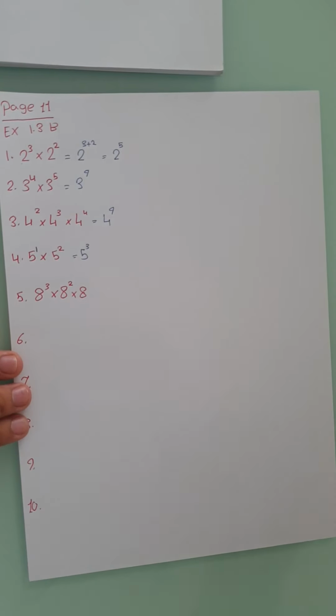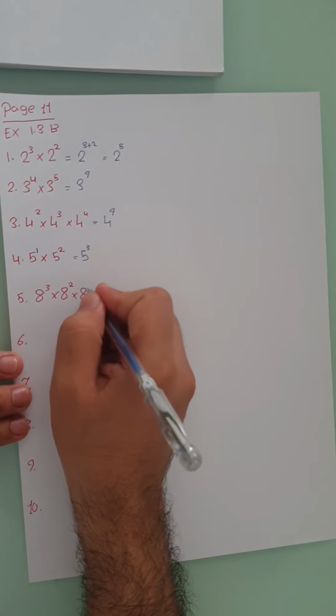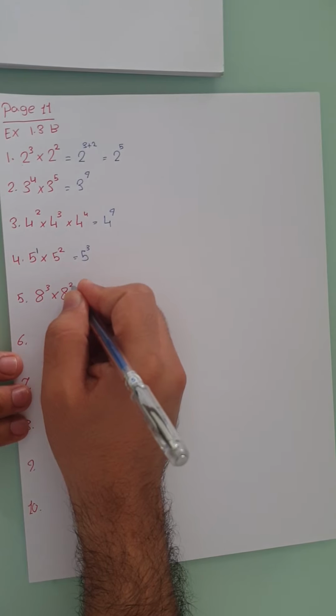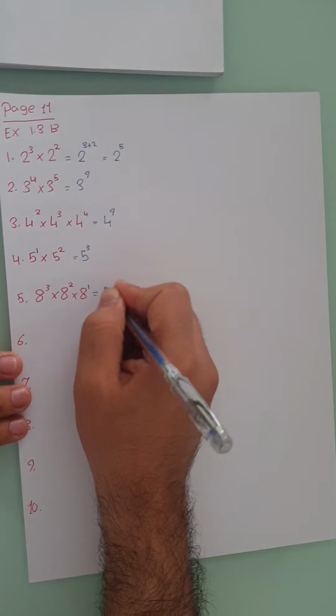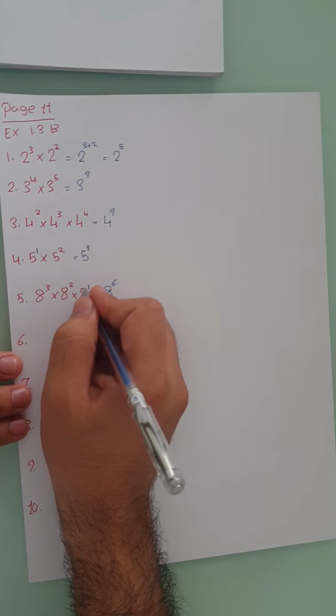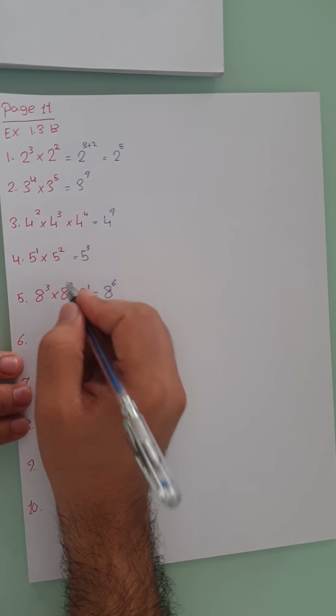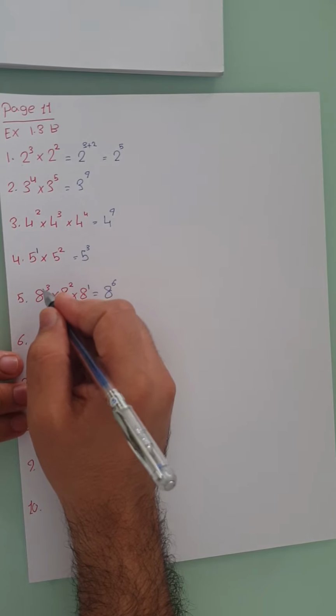Okay, so how much will I get over here? You know this one is 1. 1 plus 2 is 3. 3 plus 3 is how much? 6, sorry. So 8 to the power of 6. Don't multiply the powers, only add them. 1 plus 2 plus 3.